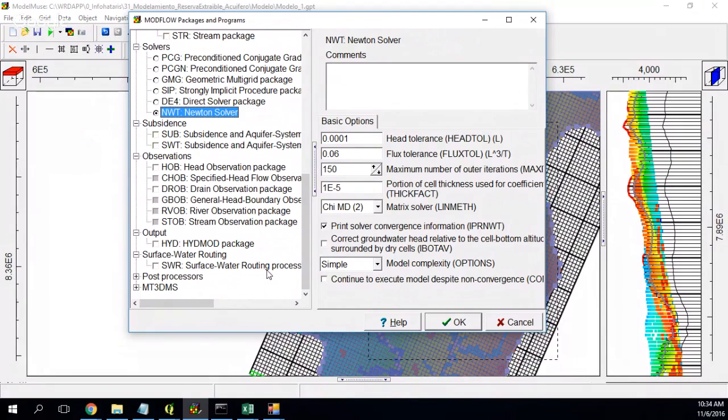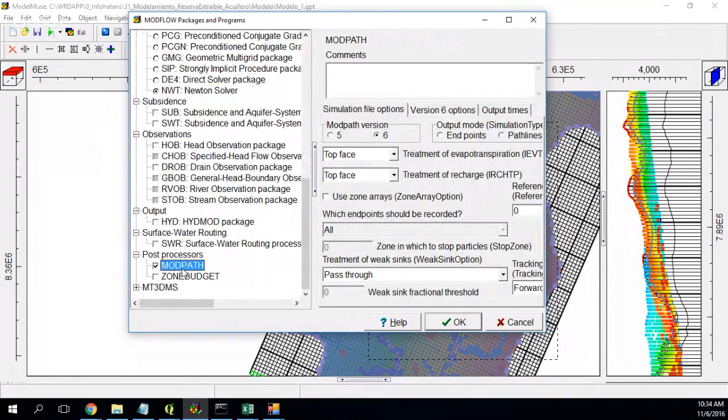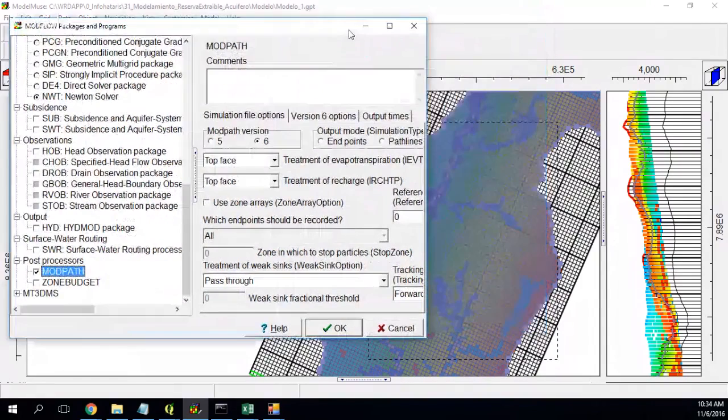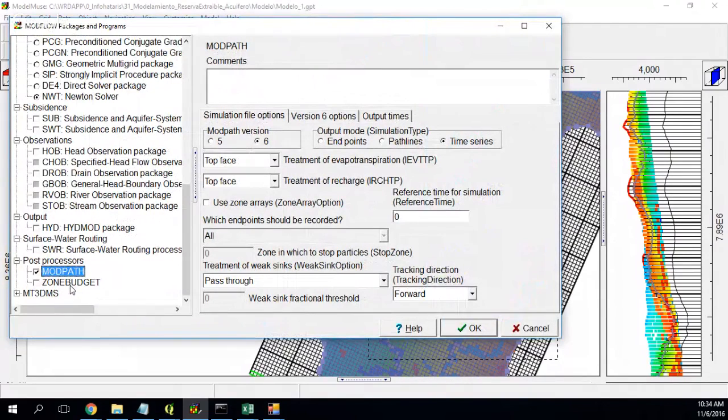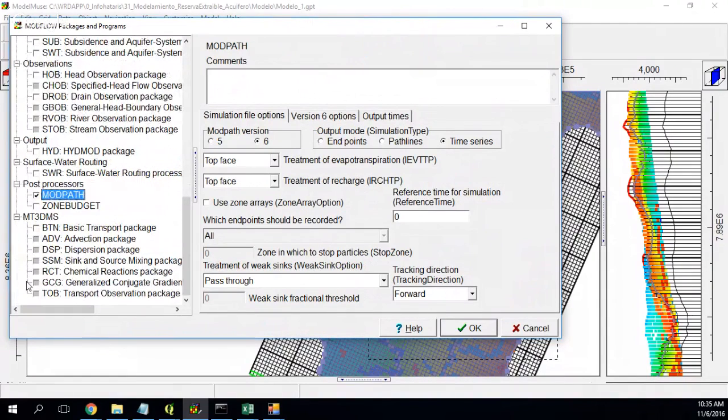I want to do some examples on this as well, because I think this is related to the streamflow routing package. Okay, post-processors: we have MODPATH, which is for particle tracking. And ZONEBUDGET is for doing a water balance on specific zones of your aquifer. And MT3DMS is the Modular 3-D Multi-Species Transport Model, for solute transport. In fact, it's for contaminants, but it's for any solute that is in your groundwater system in a liquid phase.